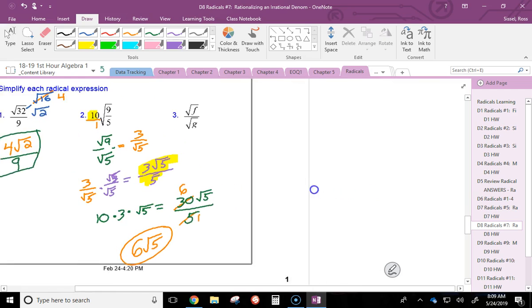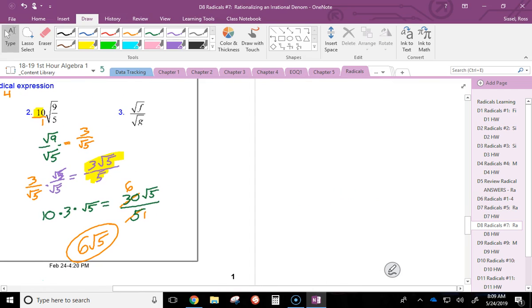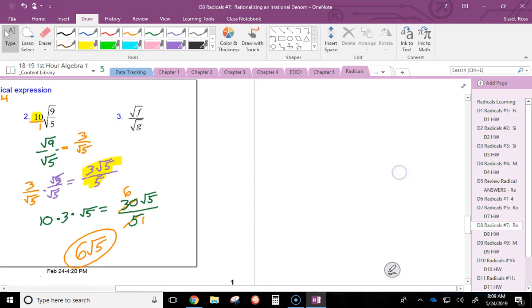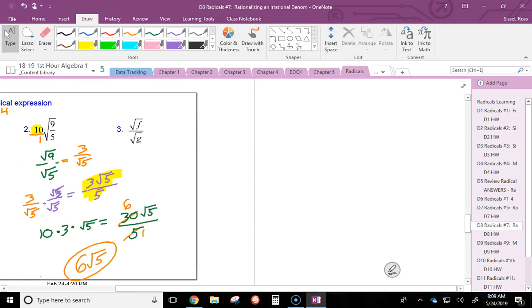Alright. Number 3 should have been very simple. How would I set up 3? What would I do? What do I times by? Square root of g. And so my answer would be FG squared.